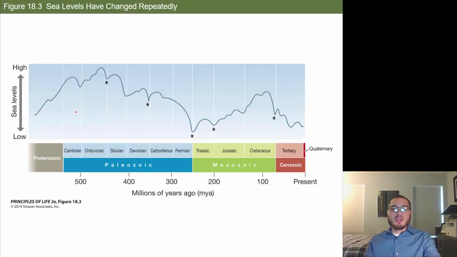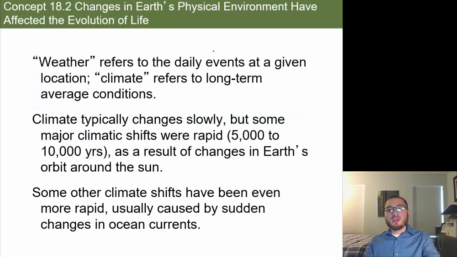This shows you over millions of years how the sea level has changed, and this is going to influence evolution and how well organisms are able to survive, compete, and live on Earth. So weather versus climate, people also often get this confused. Weather refers to the daily events, whereas climate refers to the long-term average conditions.